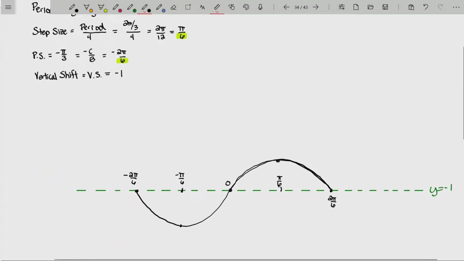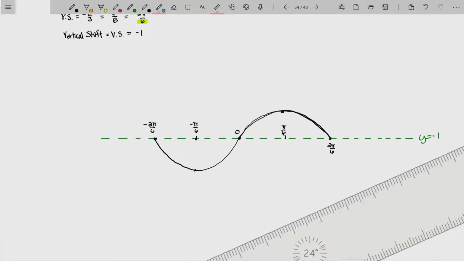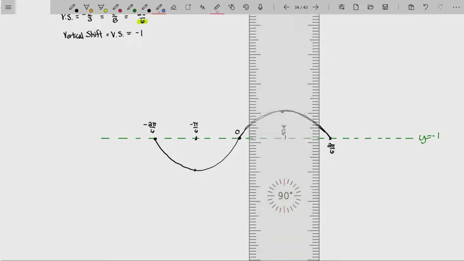Notice again, a statement from last video, that it didn't end at the period of 2π/3. It ended at 2π/6. However, the total distance, if you were to compute it here, is actually 2π/3. That distance is 2π/3. So please do not get into the bad habit of labeling your ending point as the period. That's a terribly bad habit. You should always use the step size. You have been warned.